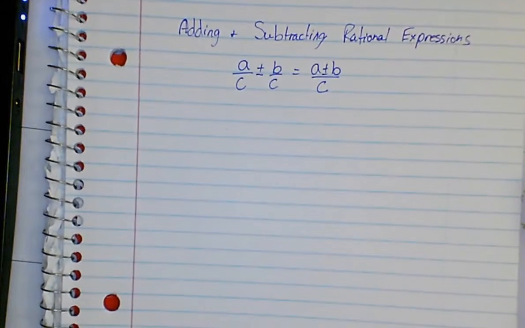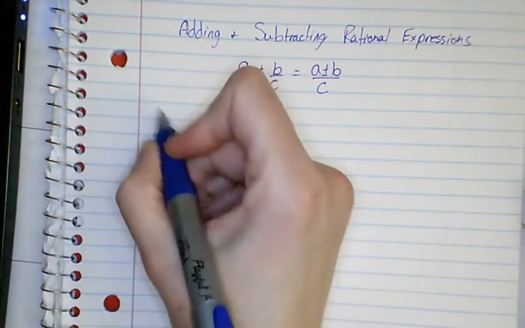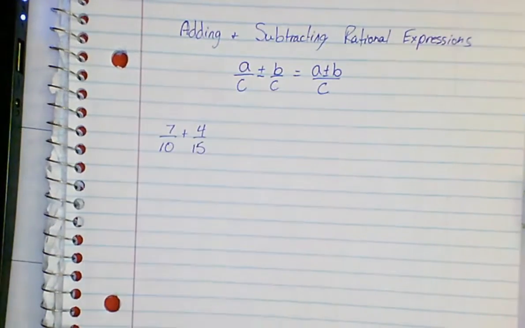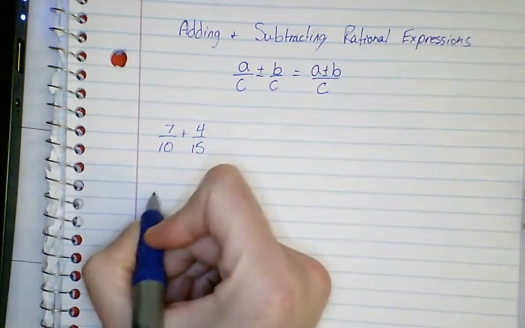Now with rational expressions, we have to find the least common denominator, just as if we were working with fractions. Let's look at a fraction example. So we have 7 over 10 plus 4 over 15. We need the common denominator. So what I do is choose the largest value in my denominator, which is 15, and I count by 15 until I find a value that 10 can divide into, which in this case is 30.